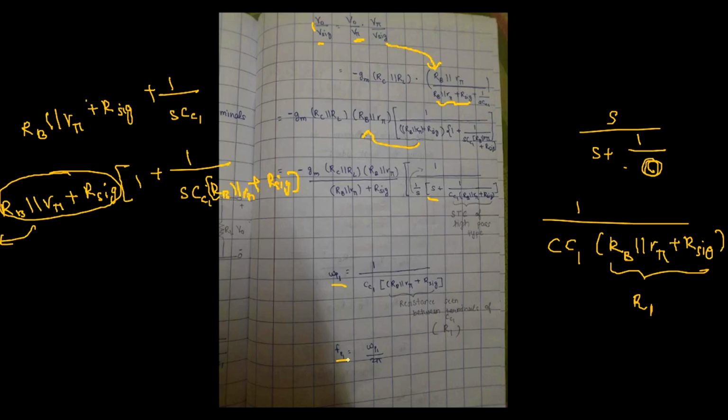So, like you can see here, this says that this is a filter of high pass type. So what actually happens here is you have something of the type 1 divided by CC1 into R1.